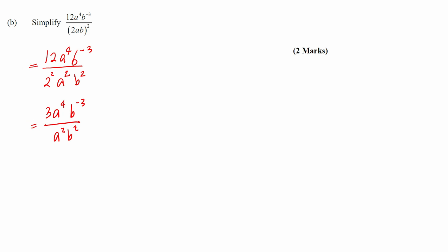Alright, so this one is a division. So we can group the power through a minus. So we have 3a^(4-2), b^(-3-2). We have 3a^2b^-5.